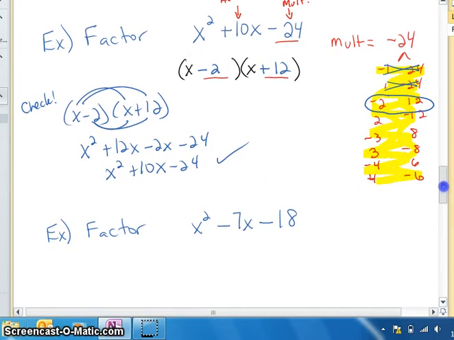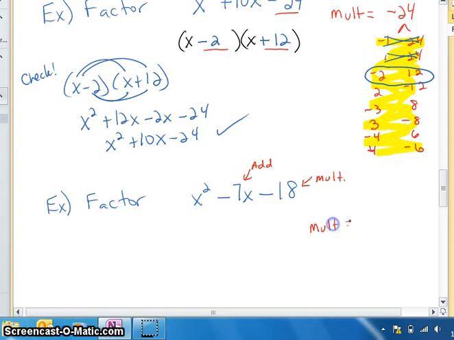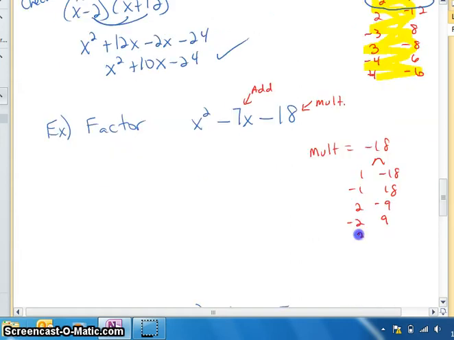Okay, let's try another one. So I need to multiply to this one, add to this one. So I'm going to look at when they multiply to negative 18. What things multiply to negative 18? 2, 9, negative 2, 9, 3 and 6, 3 and negative 6. That's it. So what things add up to negative 7? Not 1 plus negative 18, not negative 1 plus 18. 2 and negative 9? There it is.